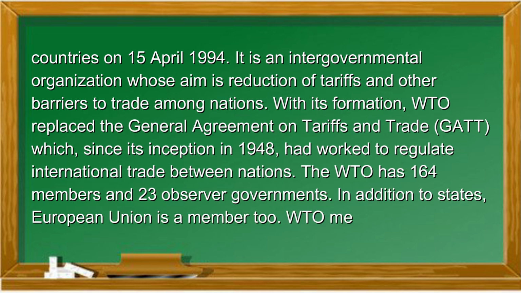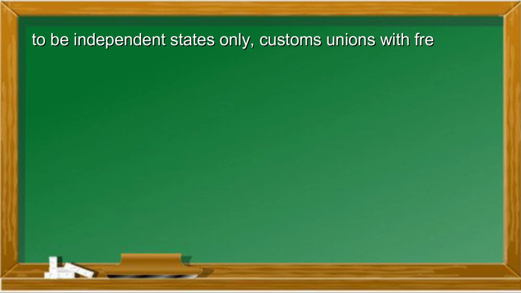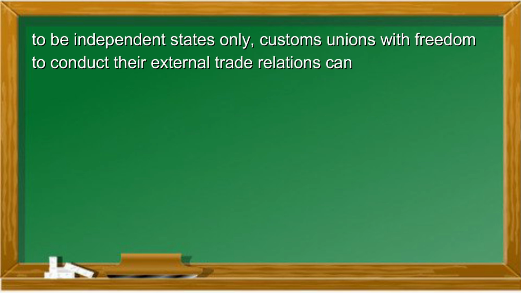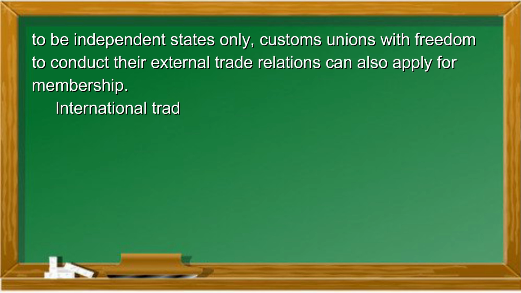The WTO has 164 members and 23 observer governments. In addition to states, the European Union is a member too. WTO members do not have to be independent states only. Customs unions with freedom to conduct their external trade relations can also apply for membership.